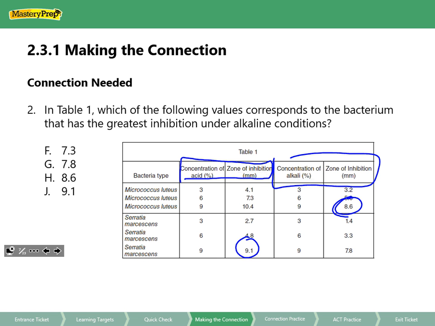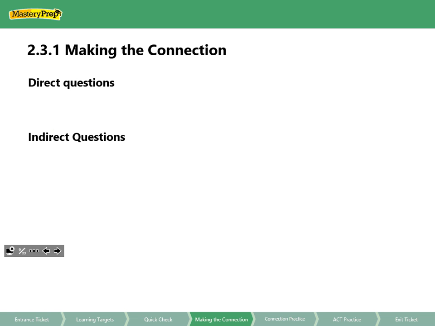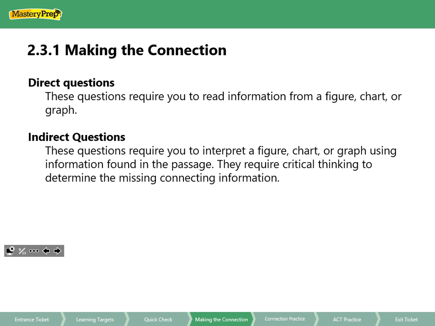Because measurements of the diameter of zone of the inhibition in bacteria cultures, regions where there is no bacteria growth, were used to determine the growth inhibition. The stronger the alkaline or acid, the greater the inhibition on the bacteria. So this is still right there down at the bottom. The direct question, these questions require you to read information from a figure, chart, or graph. So it's just reading the information straight from a chart, figure, or graph.